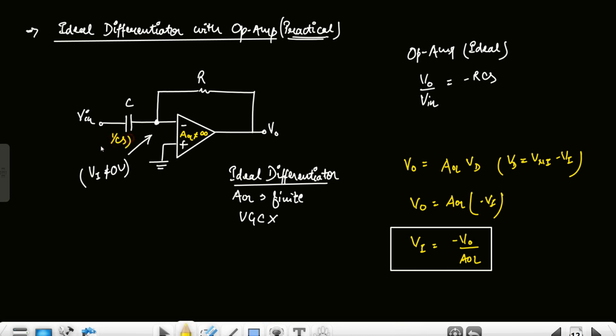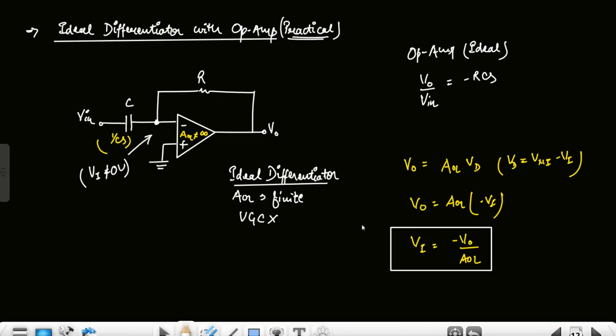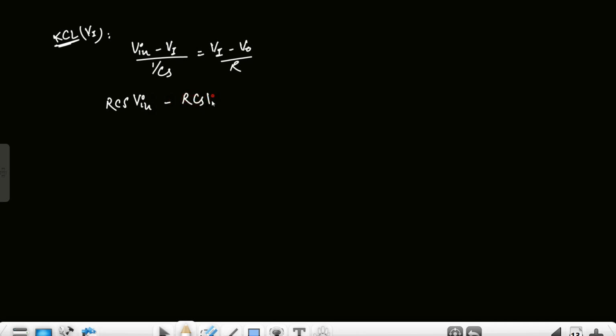This is the impedance, 1 upon CS. When we apply KCL, we will again find the generalized expression for this transfer function when the op-amp is practical. So this is V in minus V inverting, upon 1 upon CS, equals V inverting minus V naught, divided by R. We can shift this R here, so this will be RCS into VIN minus RCS into V inverting, equals V inverting minus V naught.